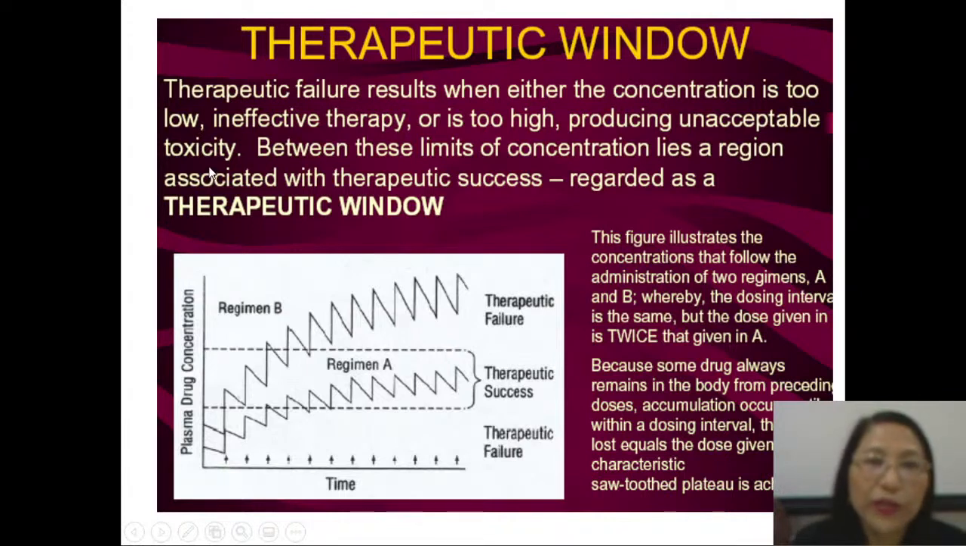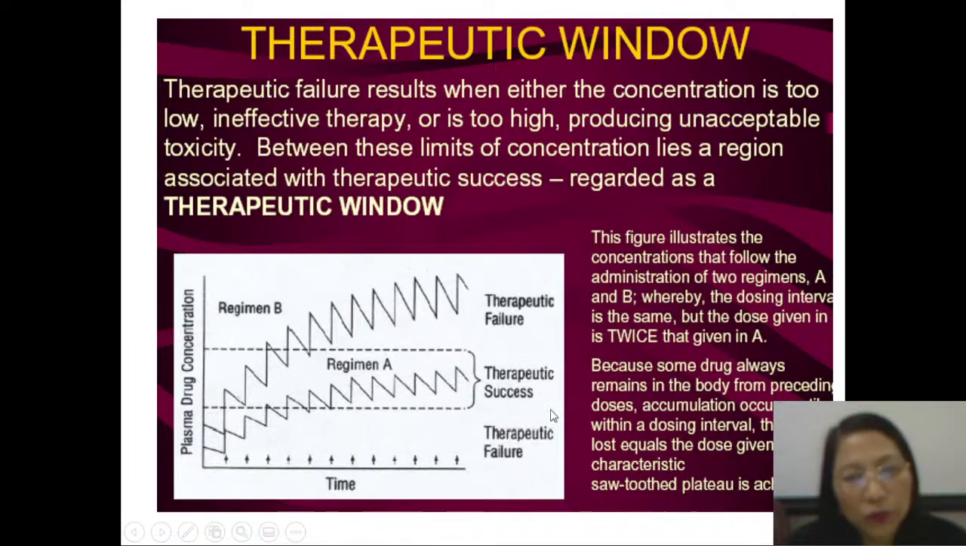So therapeutic failure results when either the concentration is too low, resulting in ineffective therapy, or is too high, producing unacceptable toxicity. Between these limits of concentration lies a range associated with therapeutic success, the therapeutic window. So if you are giving a subtherapeutic dose, or if the drug is in the subtherapeutic range, it will result in therapeutic failure. And even toxicity is regarded as therapeutic failure. If you go above the therapeutic range, then there will be toxicity, and so this also results in therapeutic failure.